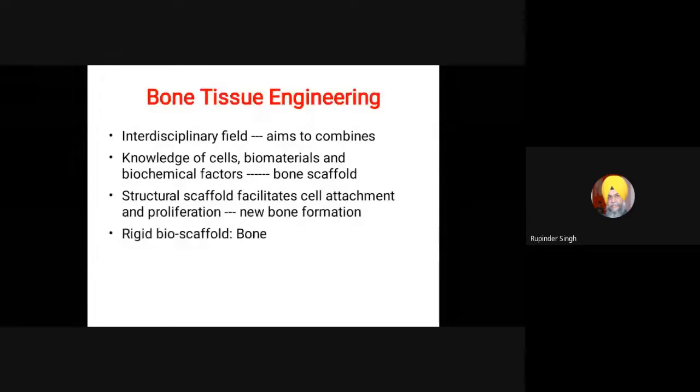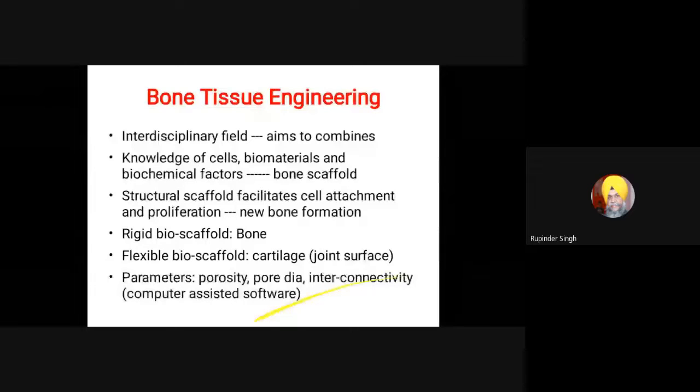If we are using these scaffolds for bone, they should be rigid. A rigid bioscaffold is required as a replacement for bone loss, but they may be flexible if we are using them for the joint surface. Various parameters, like porosity and pore size, which you would be aware of, are required for the creation of the scaffold. So this is an example of how we can do this.